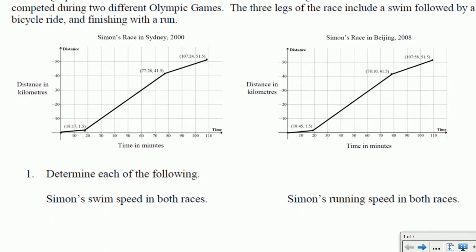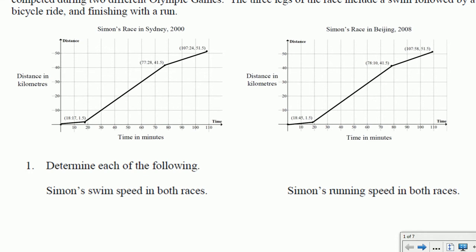So the first thing we need to do is determine Simon's swim speed in both races. So the swim happens here and here. During the race in Sydney, at 0 minutes, he's at 0 kilometers distance. And then at 18 minutes 17 seconds, he's at 1.5 kilometers. So 18 minutes 17 seconds would be equivalent to 1,097 seconds. Because if we multiply 18 by 60, because there are 60 seconds in a minute, 18 minutes represents 1,080 seconds. So the total time to do the swim is 1,097 seconds.